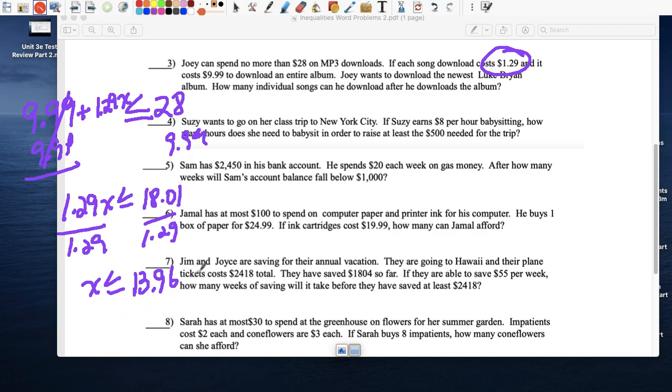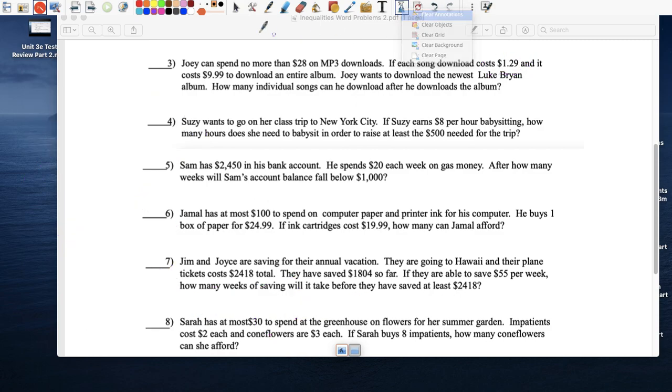So he can download 13.96 songs and lower. Can he download 14 songs? No, he doesn't have enough. So the actual answer, although on the graph this is 13.96, we shade it that way, the closest full song that he can download is 13. So x is less than or equal to 13. All right, you guys can check the answers at the bottom. I don't want to go back and forth.